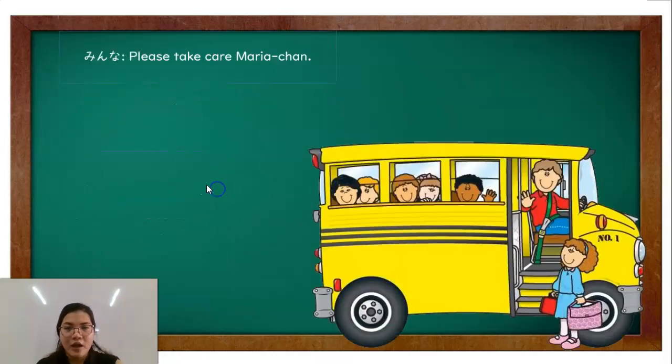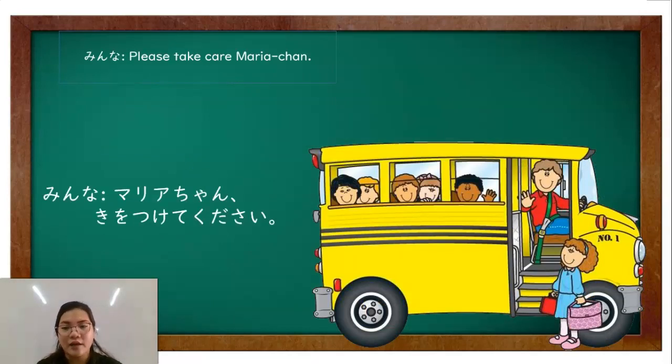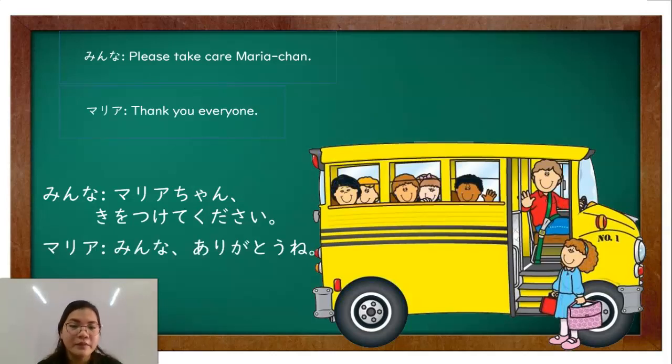Okay? Another. Please take care, Maria-chan. Maria-chan, ki o tsukete kudasai. Thank you, everyone. Minna, arigatou ne. Okay, again. Maria-chan, ki o tsukete kudasai. Minna, arigatou ne. So that is how you use the verb te kudasai. You can use it for asking, for instructing, and for encouraging someone to do something.